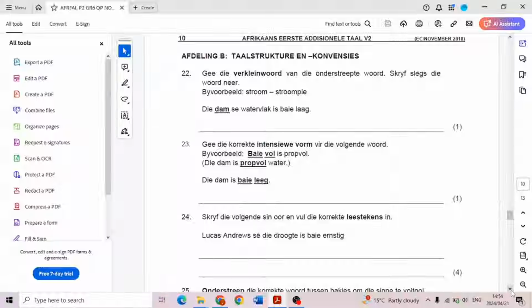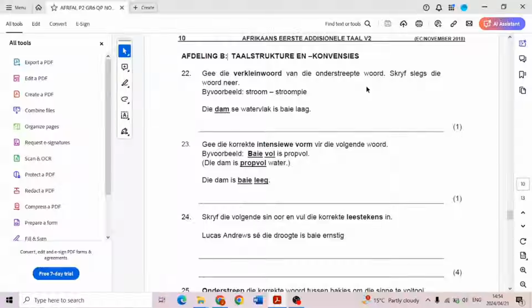So Afrikaans, as you know, is very easy to study, but students who are not speaking Afrikaans as a mother tongue might find it a little bit hard, which I also understand. But what I'm going to show you is section B of the paper. Afdeling B stands for section B, and this is the part about language structure, okay, and grammar.